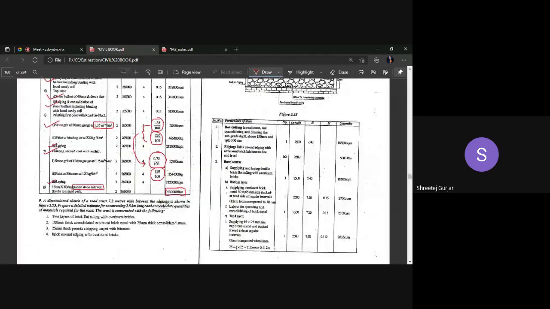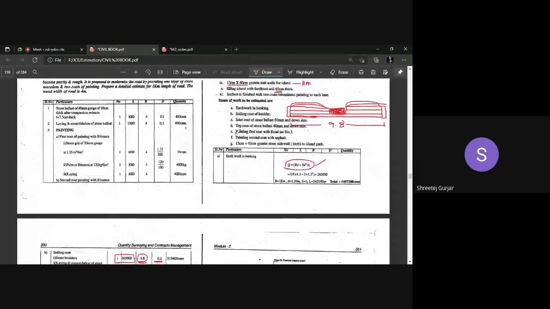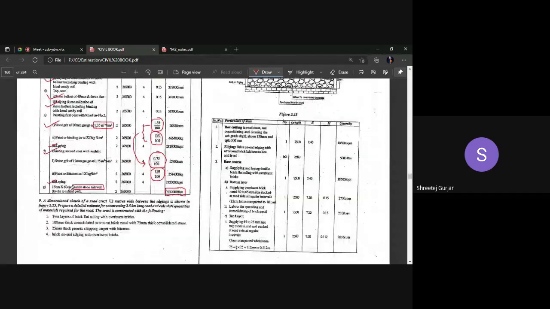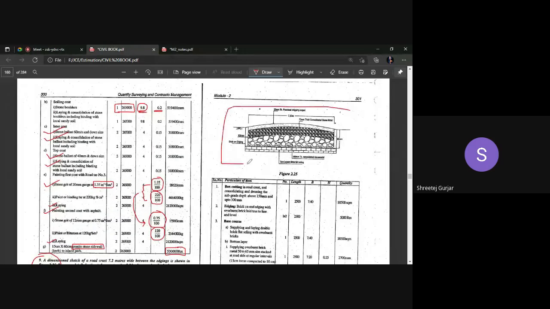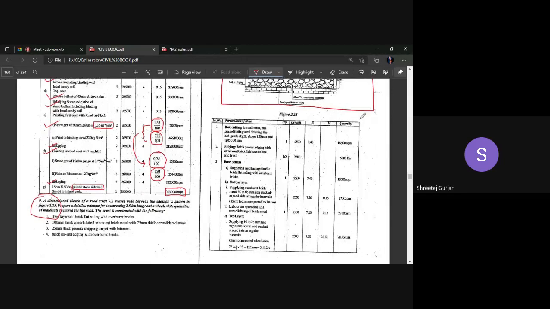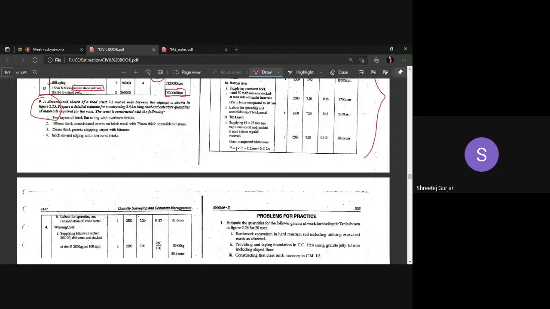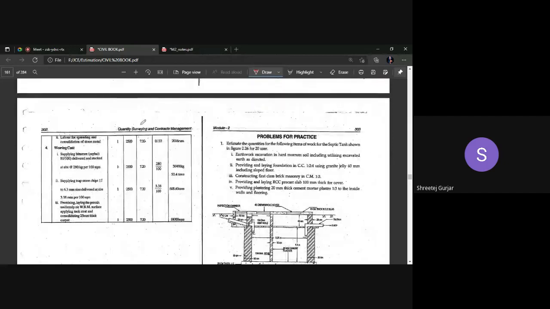So 8th I have explained. Now we are left out only with the last numerical, 9th one. So I'll provide you this note. It is very easy. Cross section and all the dimensions are given. You can go through this, and if you have any doubt, you can let me know. So with this, your problems are over.